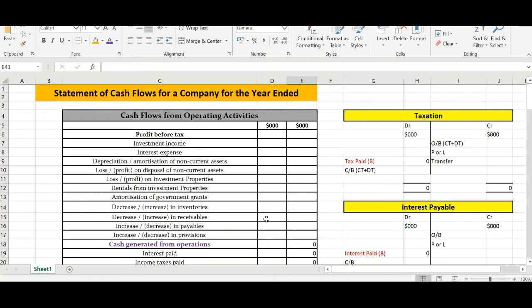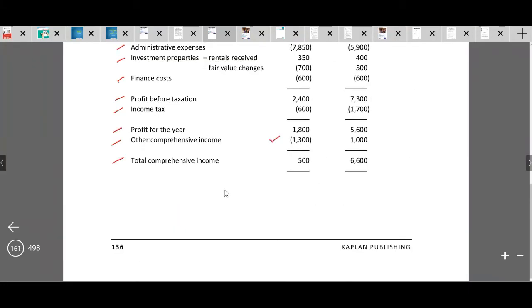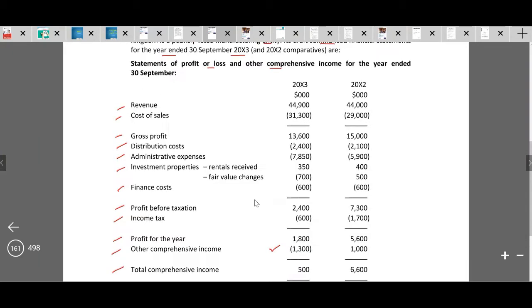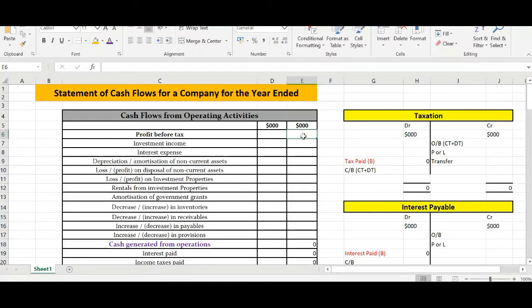First of all, we'll be starting from profit before tax, and we have to take that from the statement of profit or loss. So profit before tax of 20x3, the recent year, is 2,400. So we take this 2,400 and we put it over here.